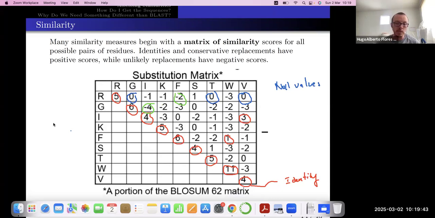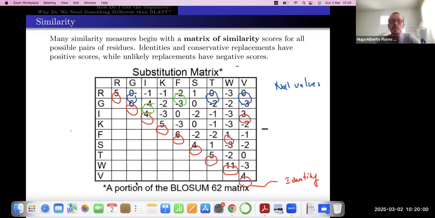You have amino acids. This is just a portion, just a piece of the matrix. Why? Because if you remember, you have 20 amino acids. So in the real matrix, you have 20 letters here and 20 here. So it's a very, very big matrix.